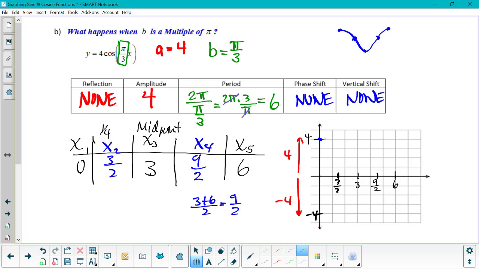All right, and then I do my basic shape of cosine. So I begin at the max. At the quarter, I'm at the midline. At the midpoint, I'm at the min. The 3/4, I'm at the midline. And at the end, I'm back at the max. And here is my first cycle of that function.